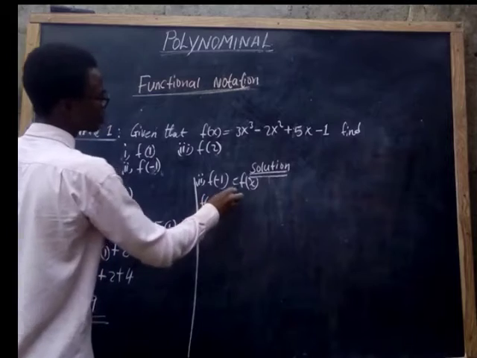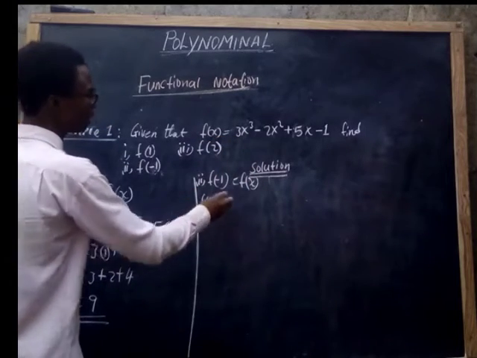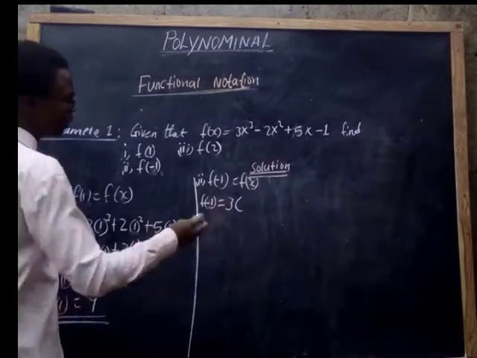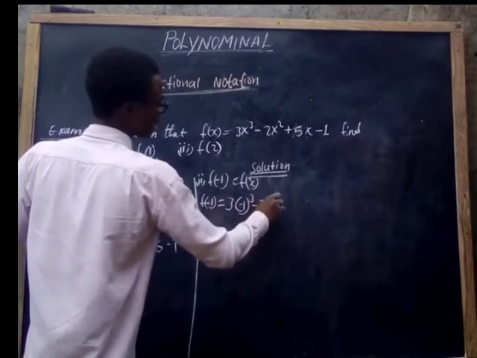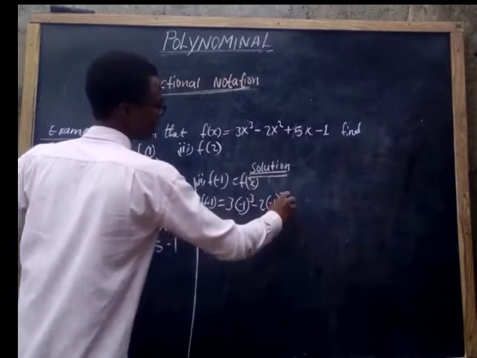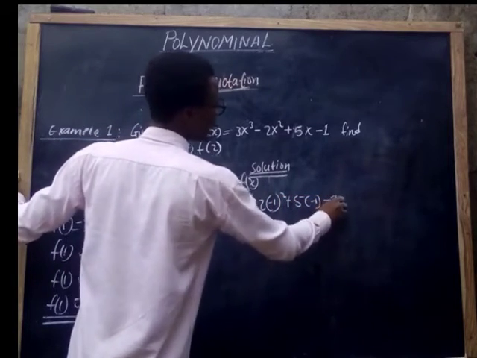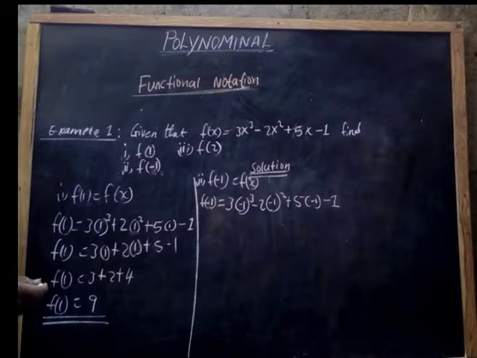Good. f(-1) is equal to: anywhere you see x, what are you going to put? Minus 1. Do you see? So good. So 3 brackets. This minus 1 represents the value of x. So you say (-1) cubed, right? Minus 2 brackets, what? (-1) raised to the power what? Square. Plus 5 brackets (-1) minus 1. Remember, that one does not have an x, so therefore you just put 1. Right? Good.